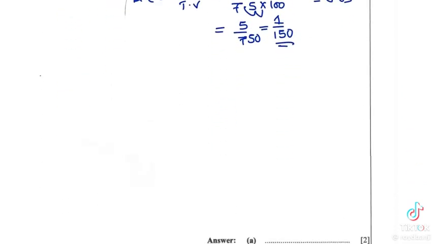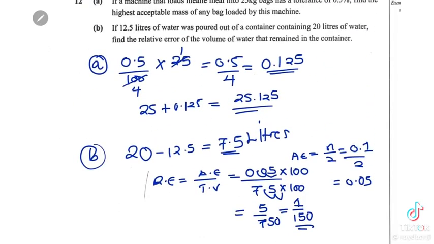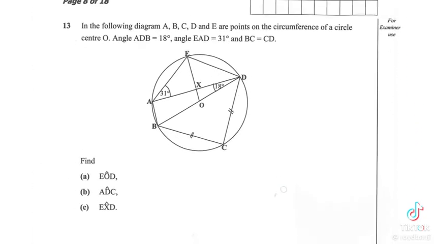Have we recorded the answers for the first one? No. So it's very, very important that you do record. So the first one is 25.125. The second one is 1 over 150. All right, let us go to question number 13.